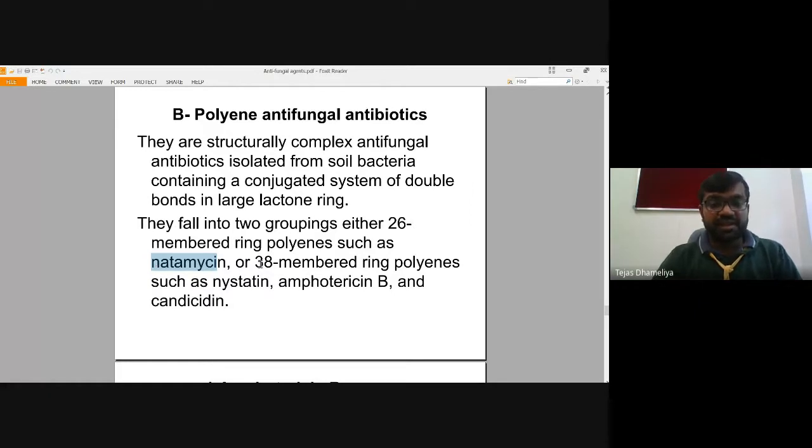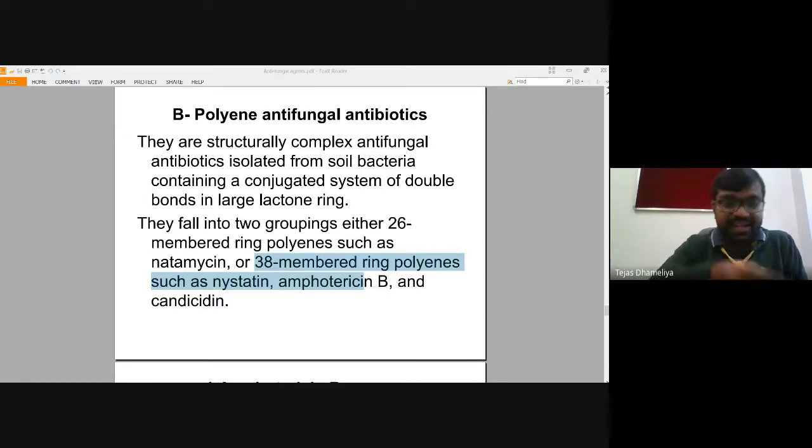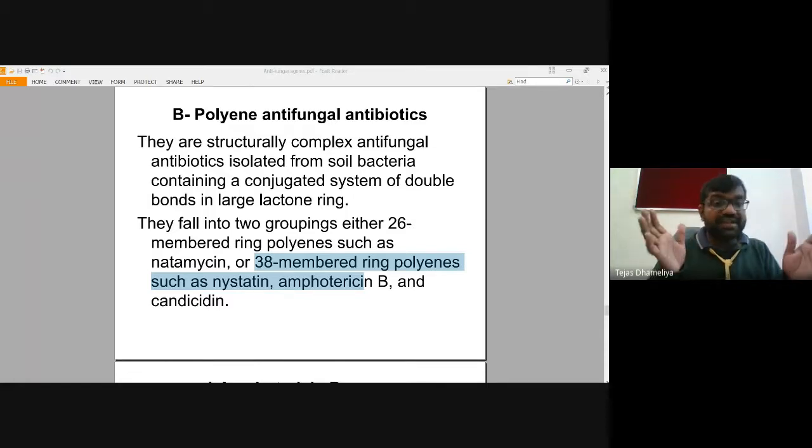Then another antibiotic, that is a 38-membered ring polyene antibiotic. Its ring size, I will show the structure to you, amphotericin B. Once you look at the structure, you will find it is a huge macrocyclic ring. Macro means big.